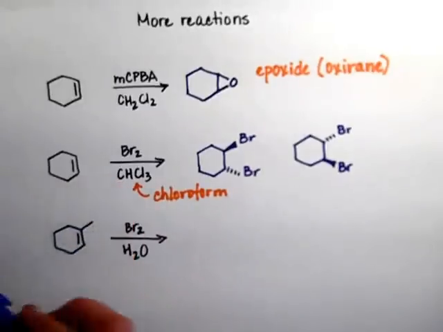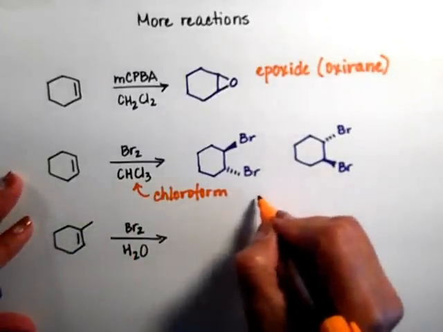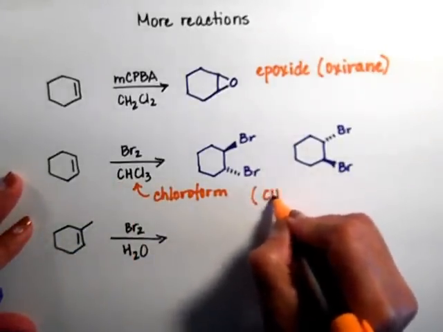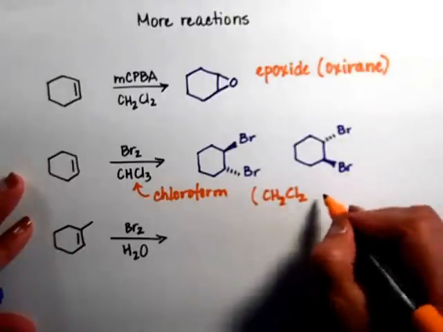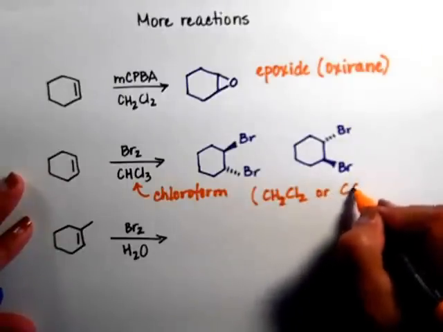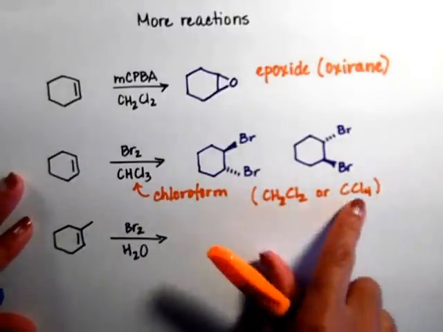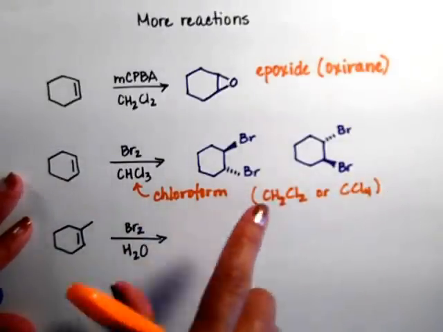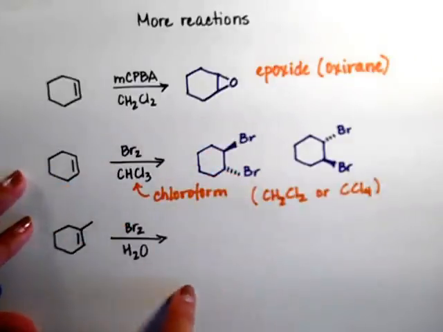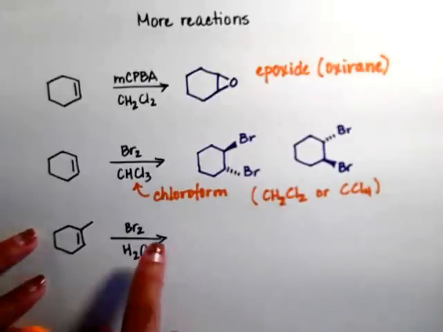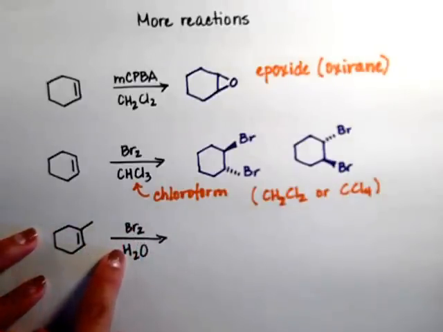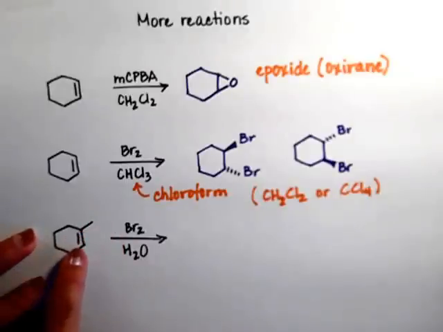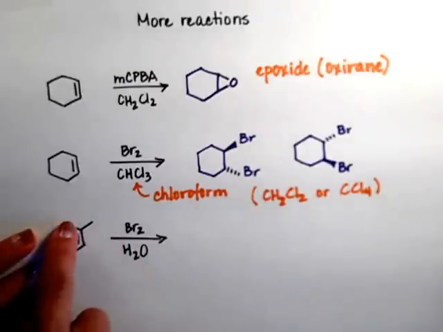Alright, so when you use chloroform, or when you use dichloromethane, which is also called methylene chloride, or when you use carbon tetrachloride, all these solvents right here will allow you to add the two halides across the double bond. This reaction is different because when we do this reaction, we're going to end up with a bromide on one carbon and an OH on the other.